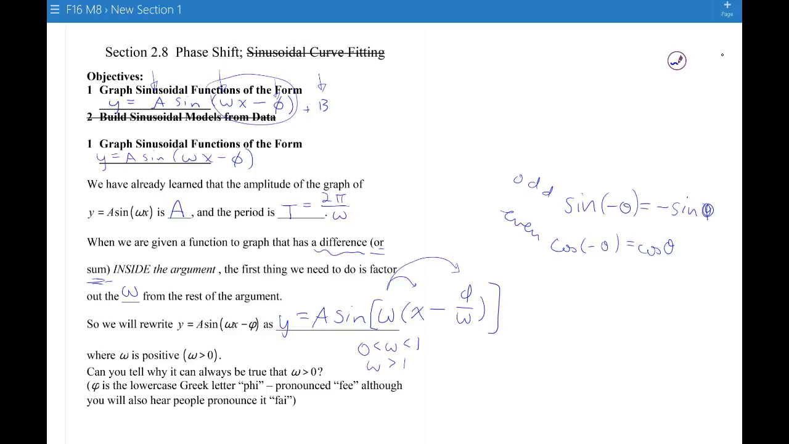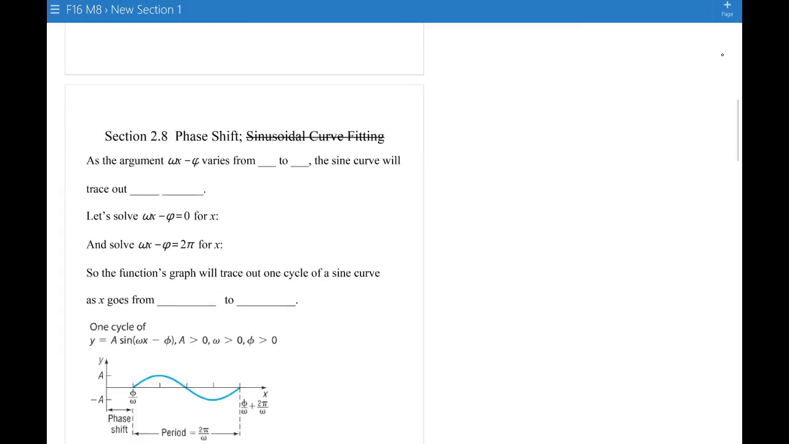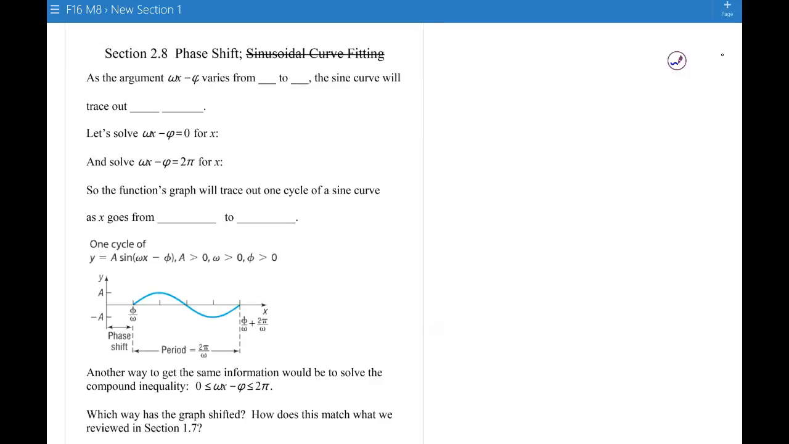So the symbol, if you see it printed, it looks more like this. I write it like this because it's faster for me. And I checked with my Greek-speaking friend, and she says phi, but you will also hear people say phi, but it should be phi. So as the argument, omega x minus phi, as it varies from 0 to whatever the period is, the sine curve will trace out one cycle or one period.